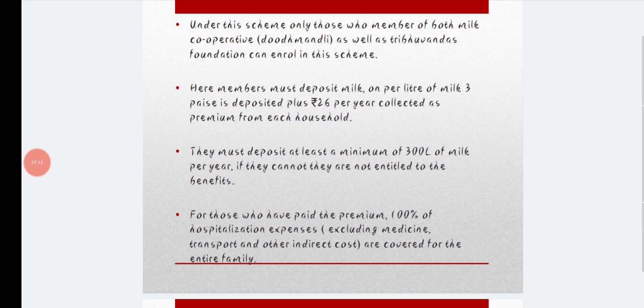Only the members of the Milk Cooperative as well as Tribhuvandas Foundation can enroll in this scheme. Okay? And the premium is 26 rupees per year, and they must have deposited a minimum of 300 liters of milk per year. If not, they are not entitled to the benefits.